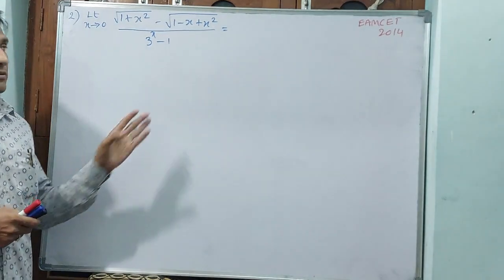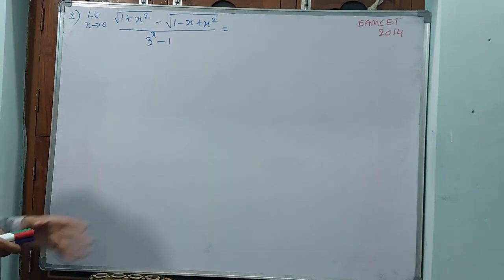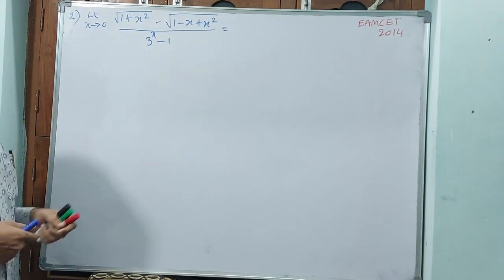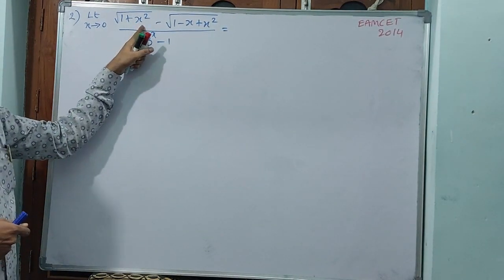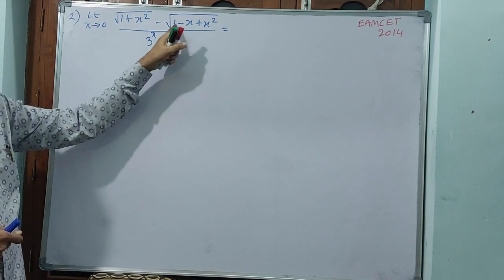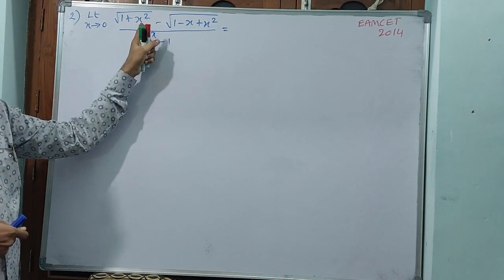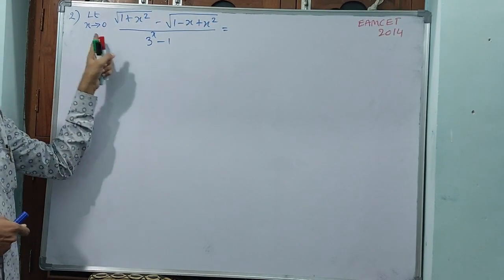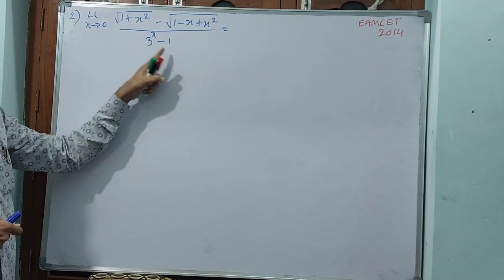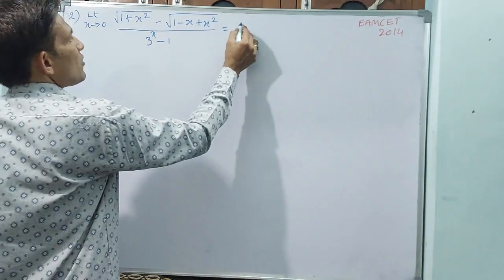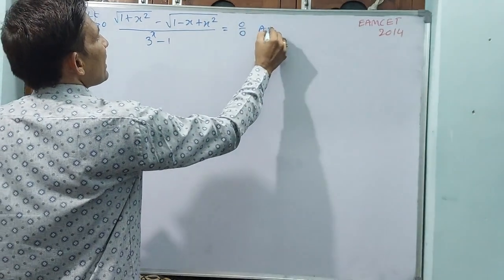Second question, EAMCET 2014. This also needs L'Hospital rule. Why? If you apply 0 directly, 1 plus 0 is 1, under root 1 is 1, minus root of 1 minus 0, which is 1, so 1 minus 1 is 0. The denominator also, if you apply 0 here, 1 minus 1 is 0. This is going to become 0 by 0.